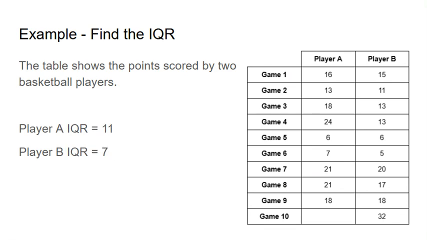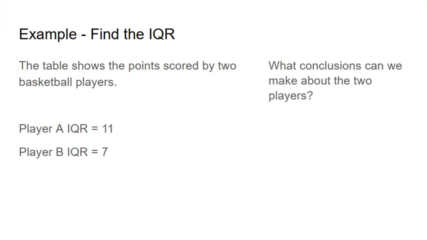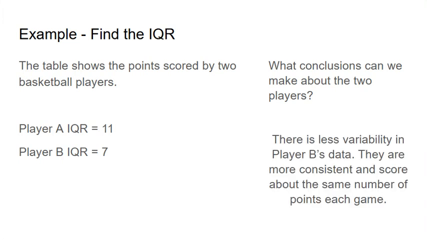With these two measures of variability, we can compare player A and player B. What conclusions can we make about them? Well, because there is less variability in player B's data, that might be an indicator that they are more consistent and score about the same number of points each game.